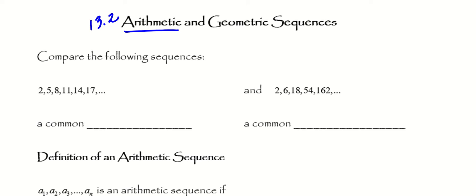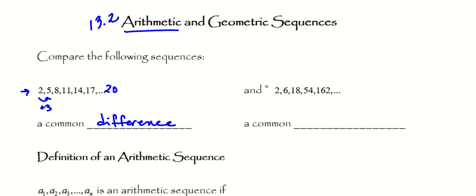So let's look at these two sequences. We have 2, 5, 8, 11, 14, 17. Can you guess what the next term is? Hopefully, you said 20 because you noticed that we add 3 to get from one term to the next term, and that's consistent throughout. So 17 plus 3 is 20. When that happens, we say that a sequence has a common difference.